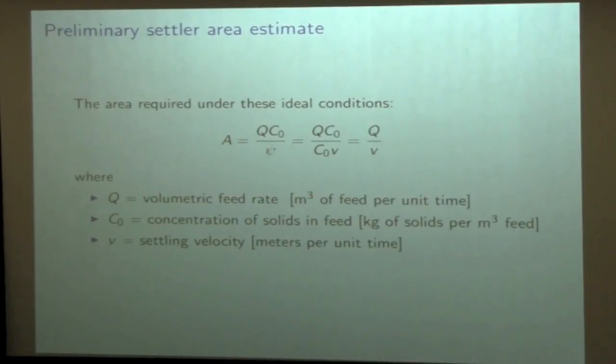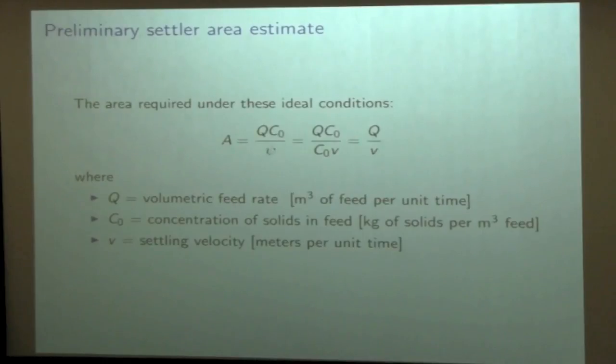So if we take Q and divide it through by that sedimentation velocity, after simplifying that equation, we're going to get an estimate of the cross-sectional area. So Q times C0 divided by the flux. Q times C0 is kilograms of solids per unit time. Flux is kilograms of solids per unit time per unit area. And the result of that is the cross-sectional area that we require for the sedimentation vessel.